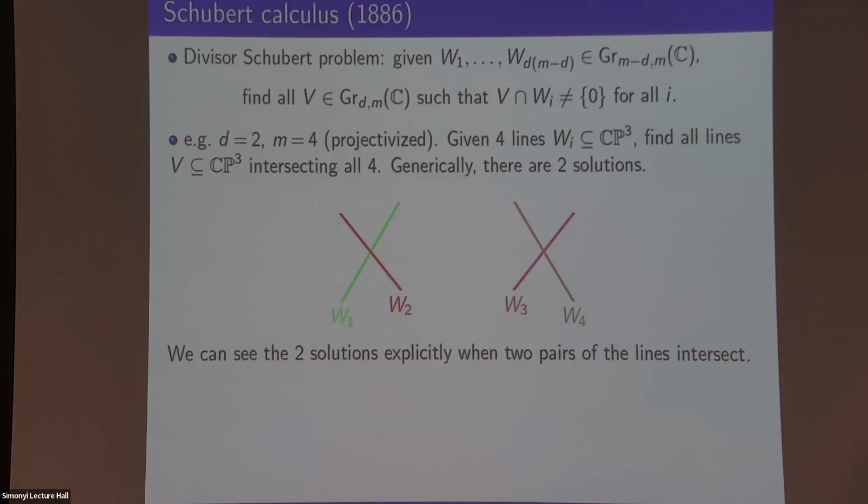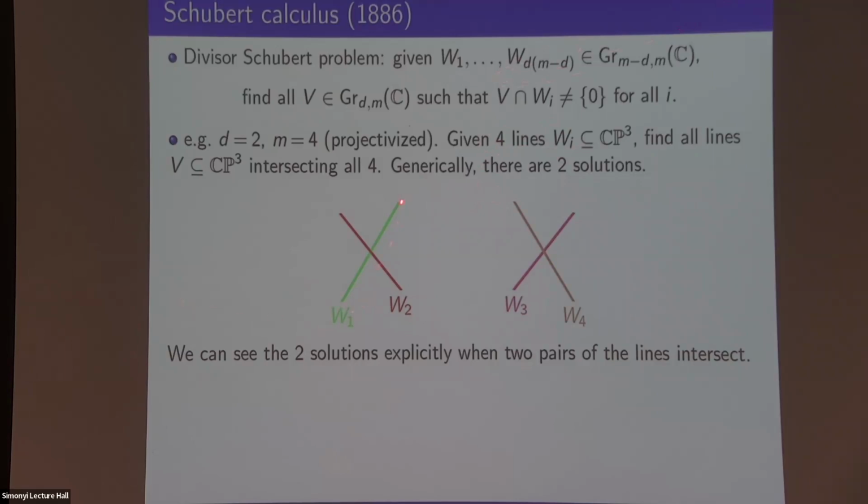Okay, so here's the standard example when D is 2 and M is 4. We're looking at two-dimensional subspaces of C4, but if we projectivize, they become lines in three-dimensional projective space, and D times M minus D is 4. So I have 4 lines W sub I, and I want to find all lines V intersecting all 4. If the W_i are generic, there are 2 solution lines. Even in this simple case, it's hard to visualize the 2 solution lines in general, but if the W_i are in some special position, we can visualize them.